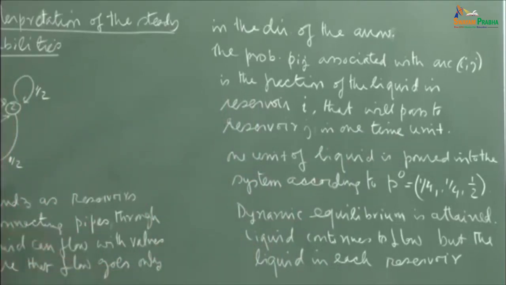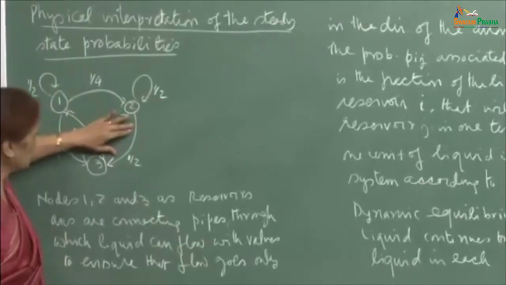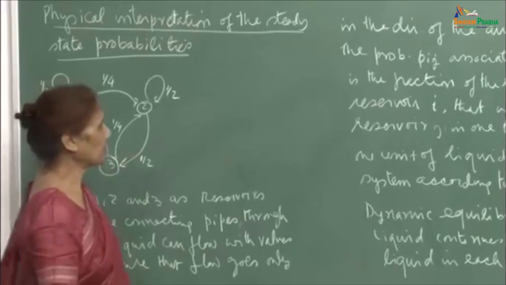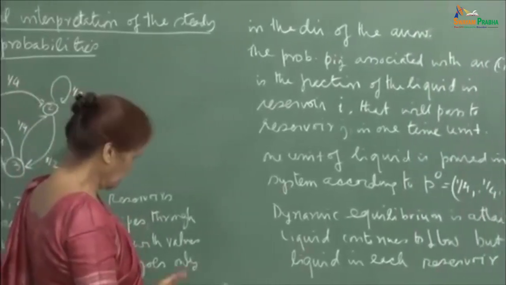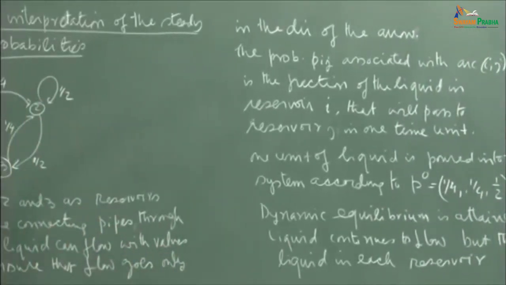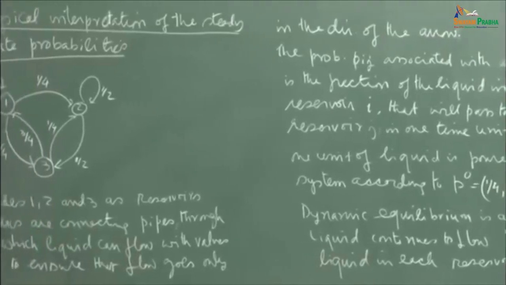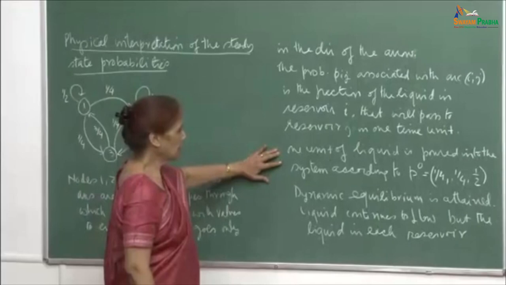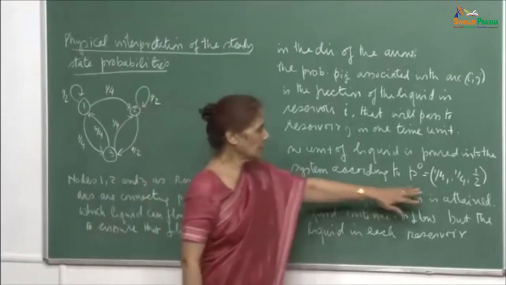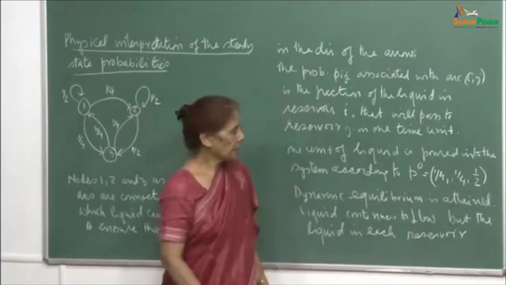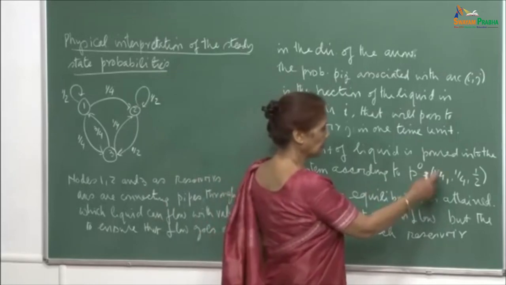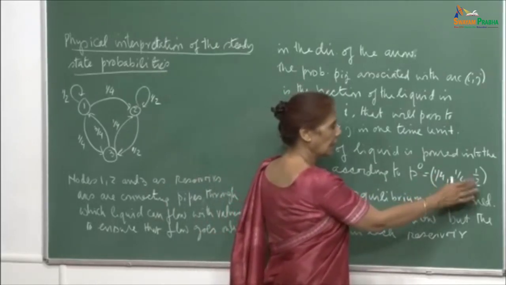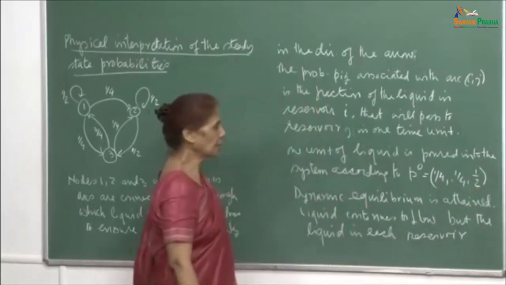That means half the flow from here to here in 1 unit of time will go, so from 2 to 3, because the probability is half. So, if we think of the system as made like this, then what you do is you pour one unit of liquid into the system according to these initial probabilities. That means 1/4 of the liquid is put in reservoir 1, 1/4 is put in reservoir 2, and half the liquid is put in reservoir 3.